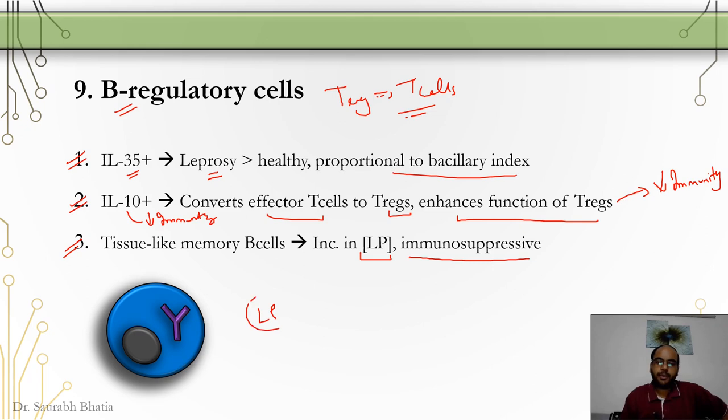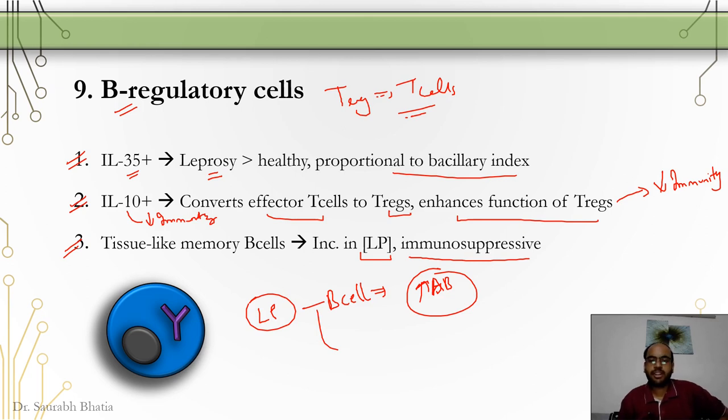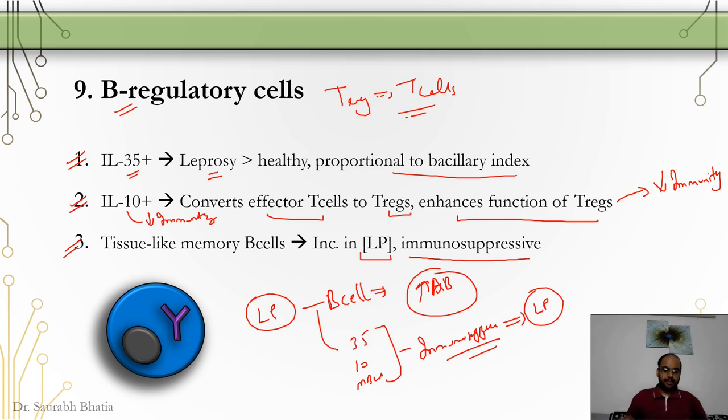So in lepromatous pole, you have the activation of B cells leading to formation of antibodies, but these are useless antibodies as they are not able to cross the cell membrane and kill the bacilli inside the macrophage. They are also responsible for formation of IL-35 positive B regulatory cells, IL-10 positive B regulatory cells and memory B cells. All three are immunosuppressive. And again, this will also lead to lepromatous pole because the immunity is suppressed. We are clear on that?